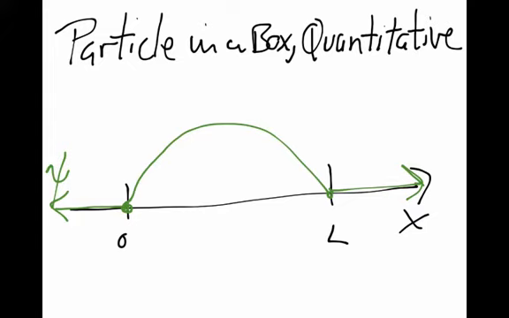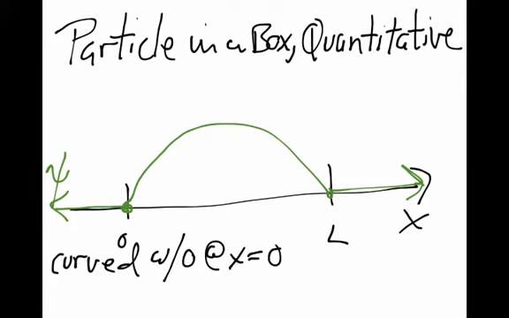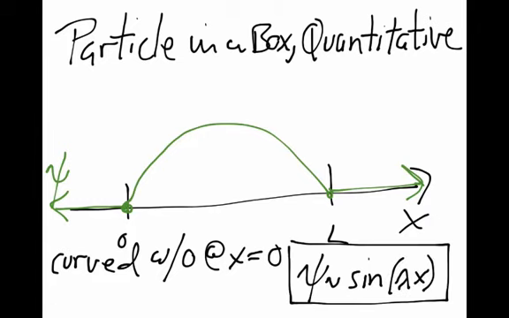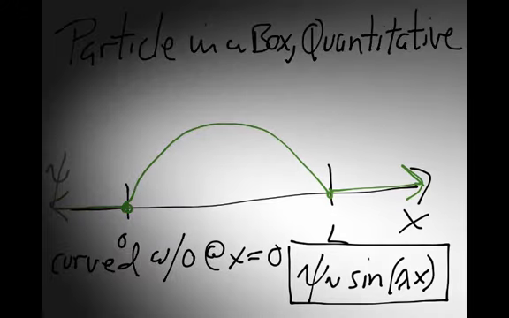The wave function couldn't be 0, and as a consequence the wave function has to have curviness because there's only a way to get from 0 at x equals 0 to something at x not equals 0 back down to 0 at x equals L. And I submit that looks a lot like sine. Okay? So let's just give a guess here.